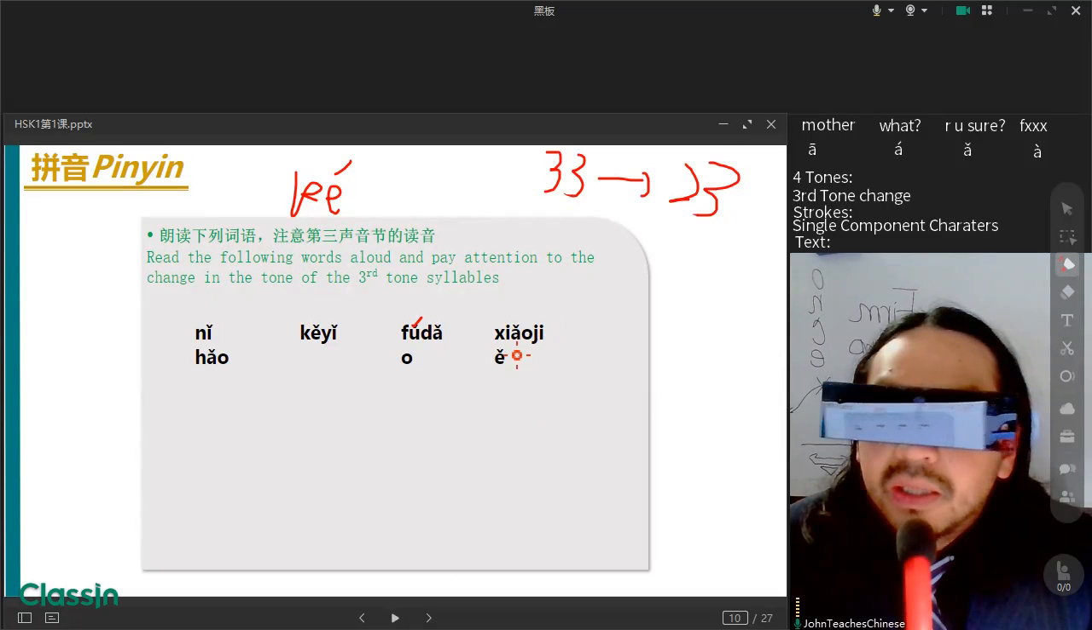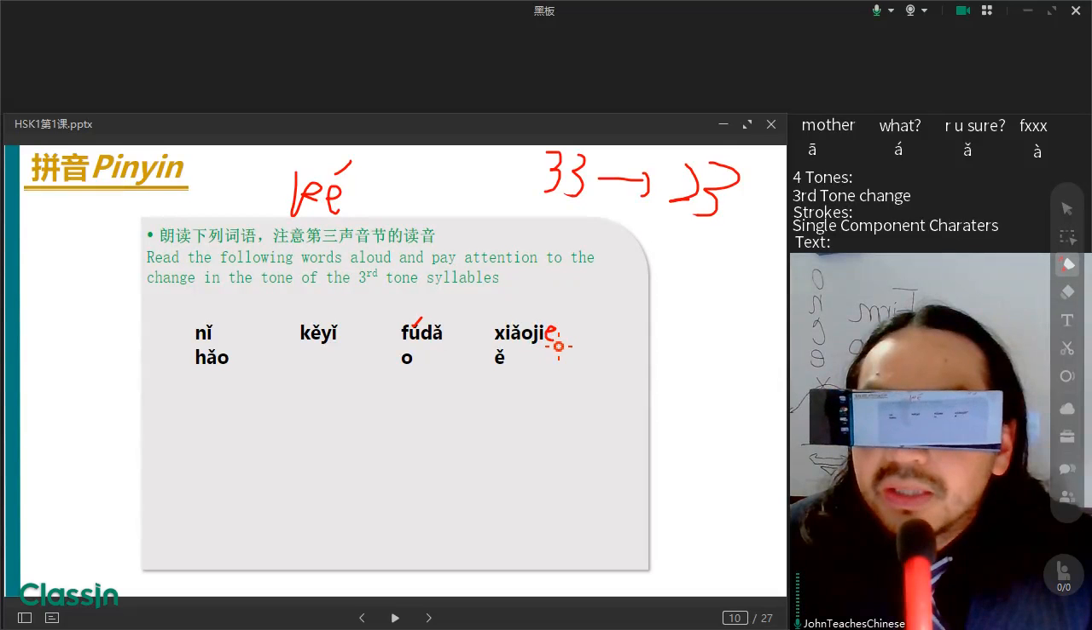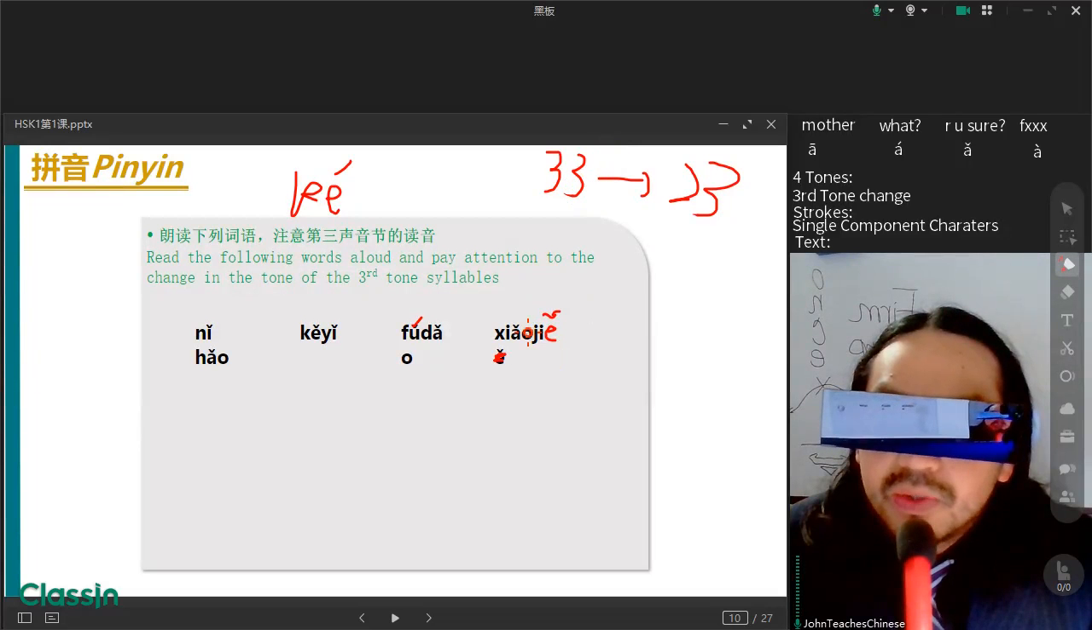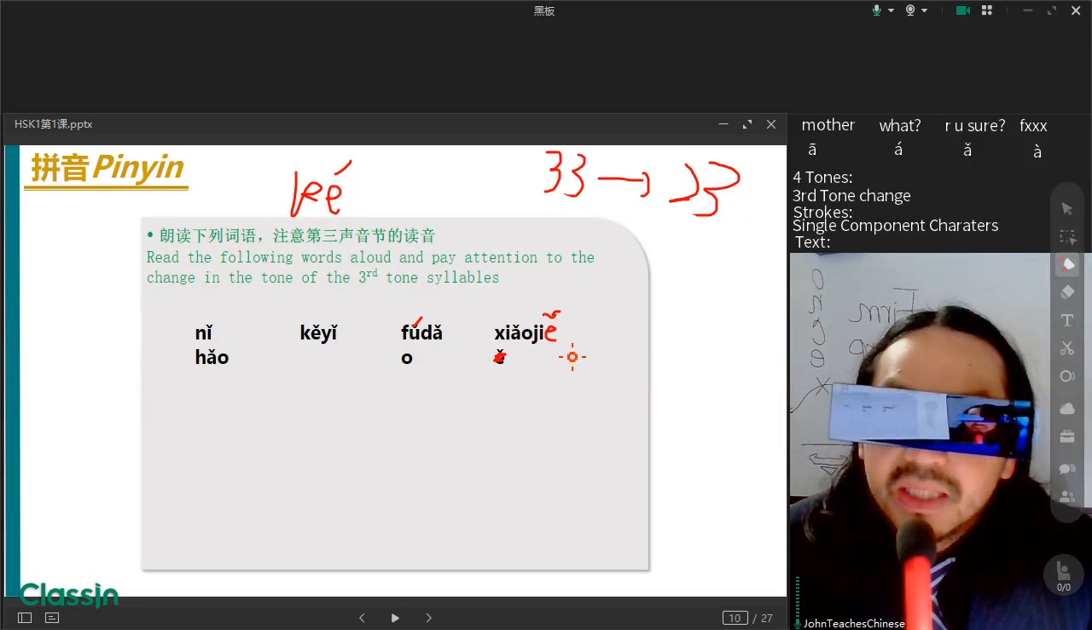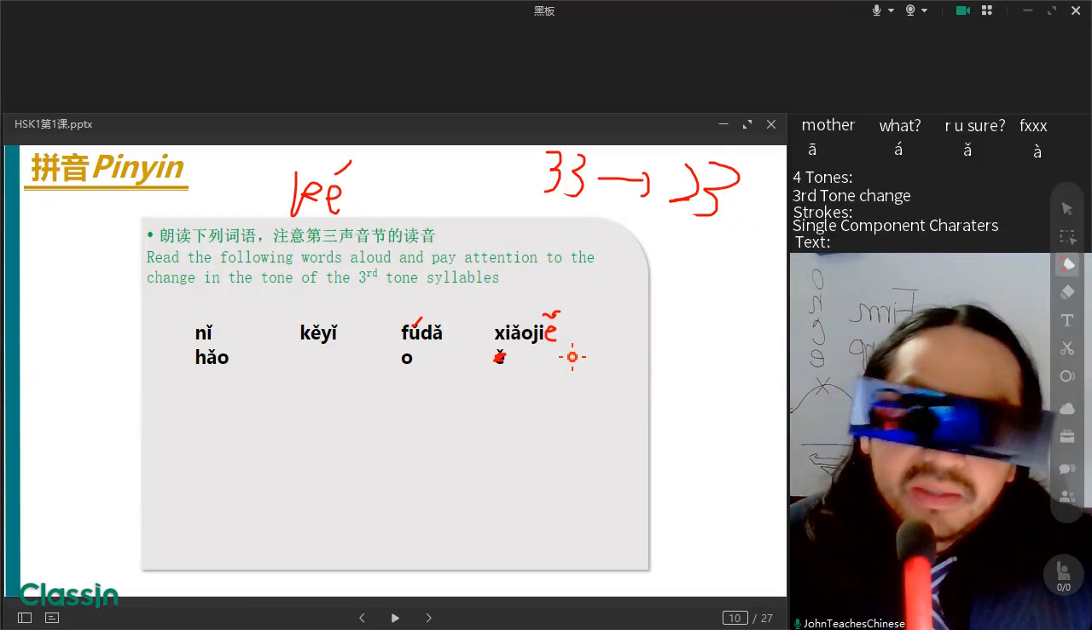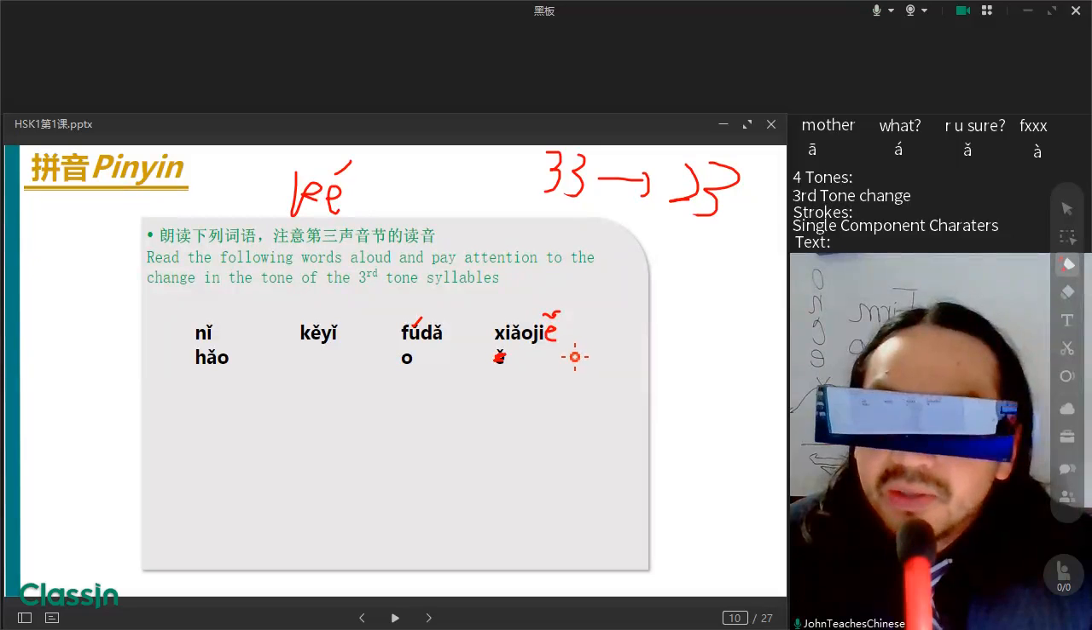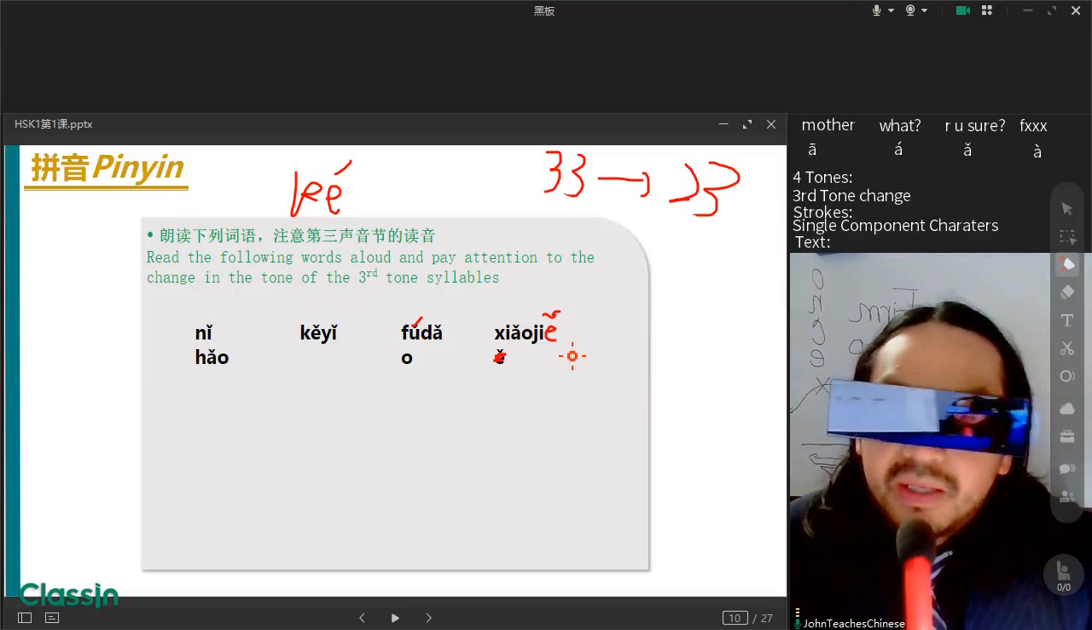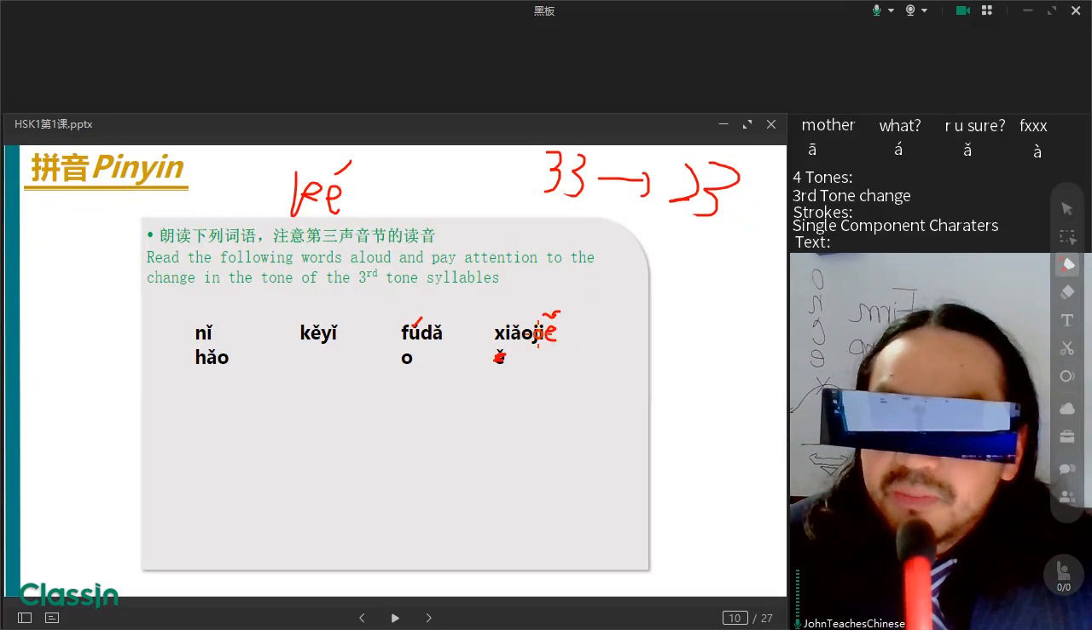Next one. I wonder why they write it in this way. Isn't it a third tone? So you change the first third tone into second tone. 小姐, which means miss. Of course, it has other meanings according to the development of China, but originally this one means miss. 小姐, you have to change it into second tone.